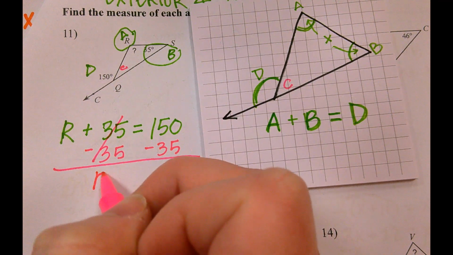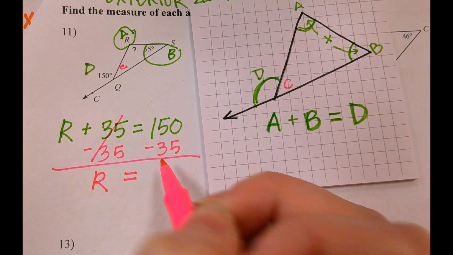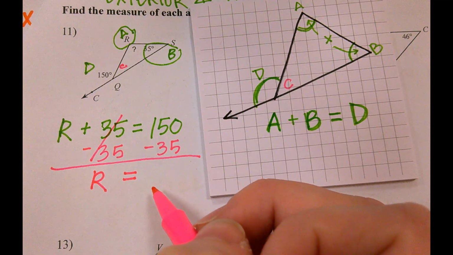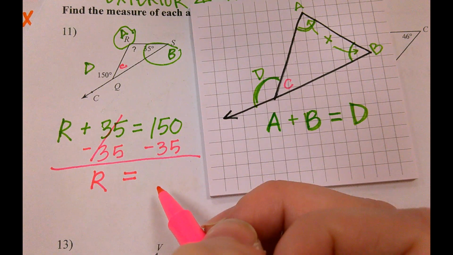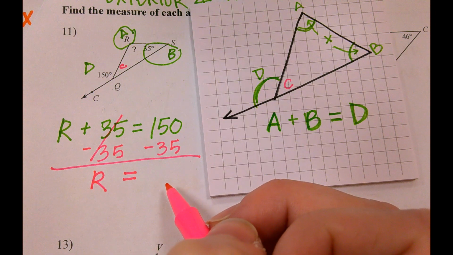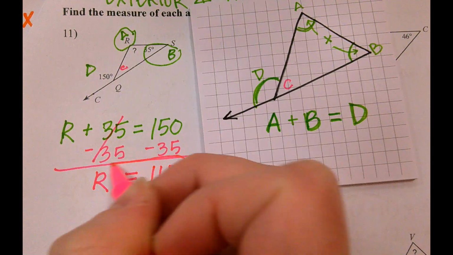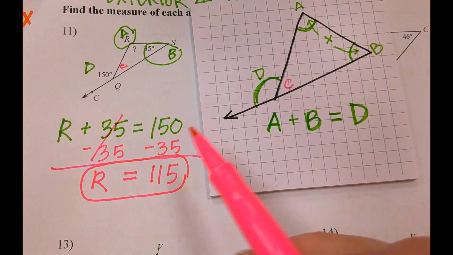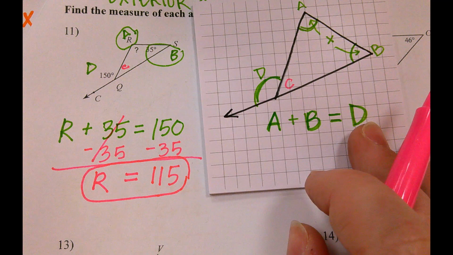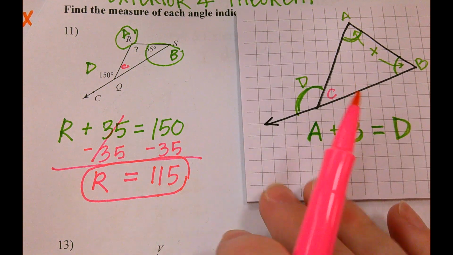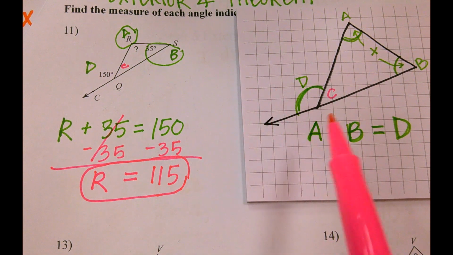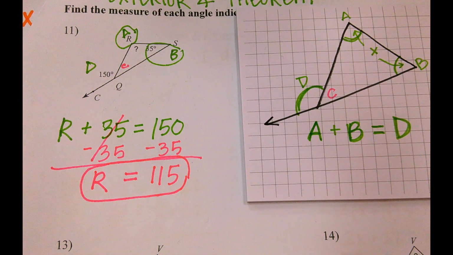So I'm going to bring down my R, bring down my equals, and what is 150 minus 35? 115? Did you get the same answer, Jaden? What was it, 115? Yeah, 30 and 115. Perfect. Okay, so R equals 115. Now, I want to show you guys what Jaden did instead because he basically did the exterior angle theorem, but in a longer way that still works. Sometimes the longer way will make more sense. Even though it takes longer, it can make more sense.